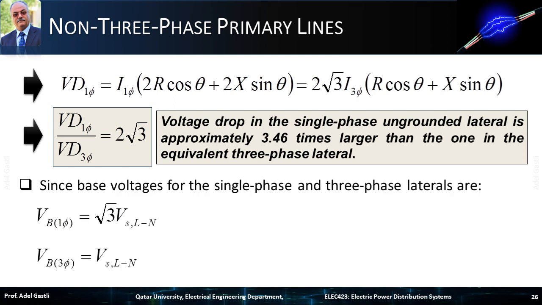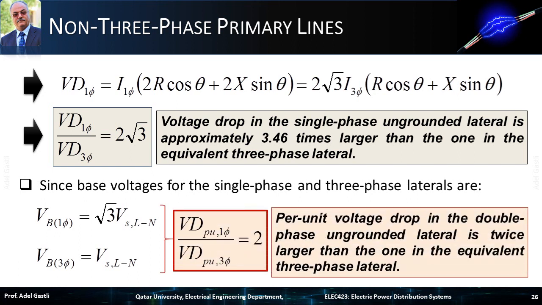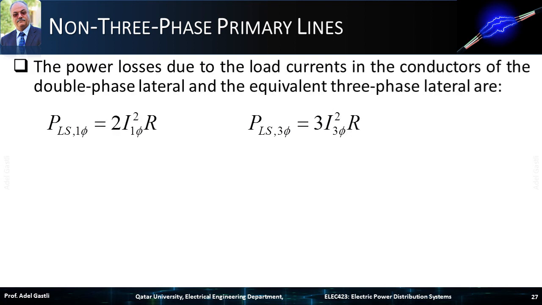Since base voltages for the two-phase and three-phase laterals are expressed as follows, as functions of the source phase voltage, we can obtain that per unit voltage drop in the double-phase ungrounded lateral is twice larger than the one in the equivalent three-phase lateral. On the other hand, the power losses due to the load currents in the conductors, of the single-phase lateral, and the equivalent three-phase lateral are.